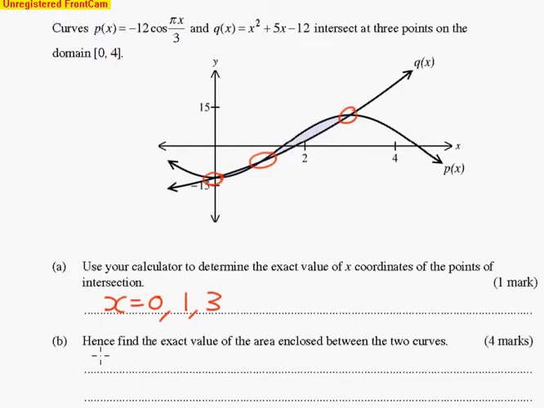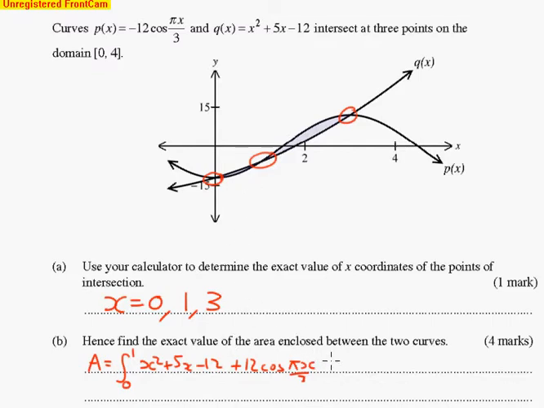Well, the area is the integral between, now the first 2 points are the points 1 and 0, of, now we need the upper one, which is q of x, so that's x squared plus 5x minus 12, minus the lower one, which is minus 12 cos, well, minus minus 12 will be plus 12 cos pi x on 3. That'll be the area in there between the first 2 points.